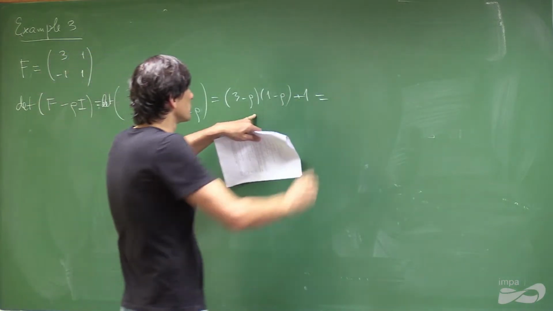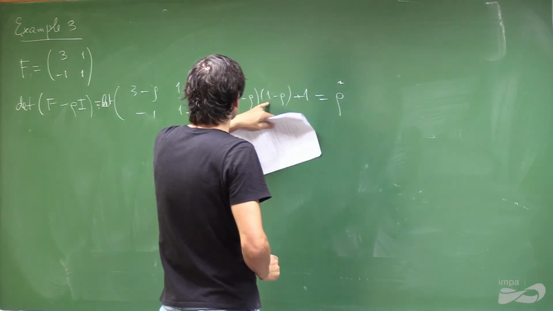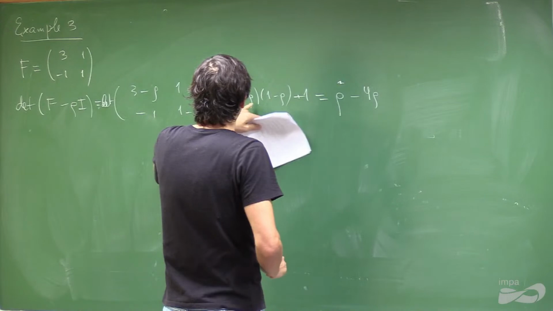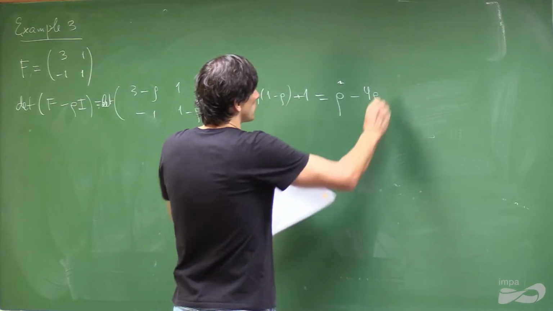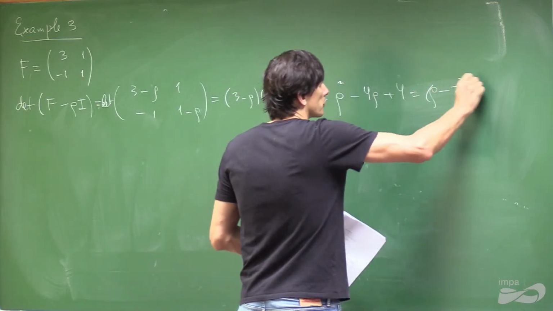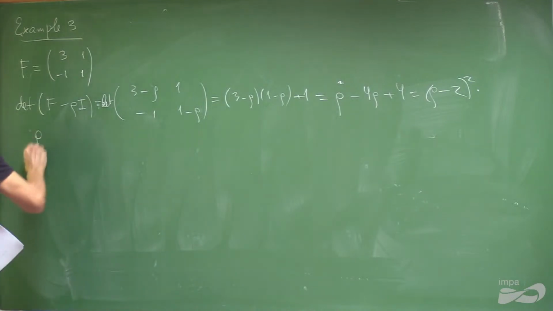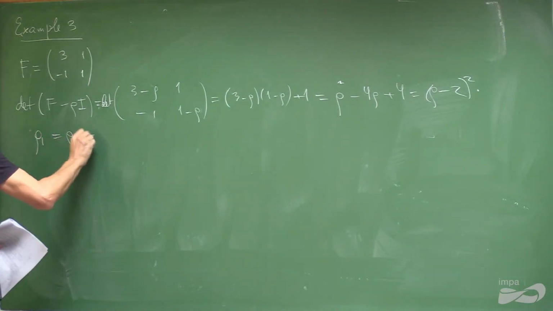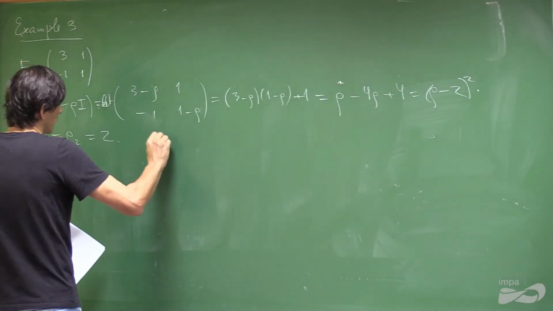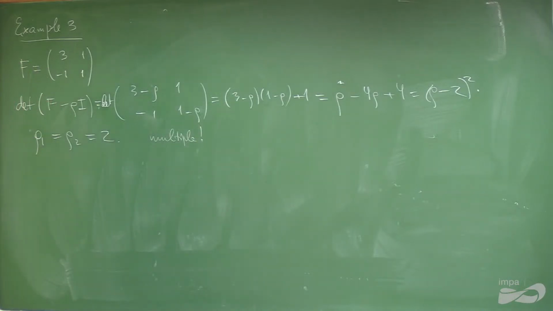This opens up, so it will become rho squared minus (3 plus 1) rho plus (3 plus 1 plus 4) minus 2 squared. So we get that rho 1 and rho 2 both equal 2. So it is a multiple eigenvalue.